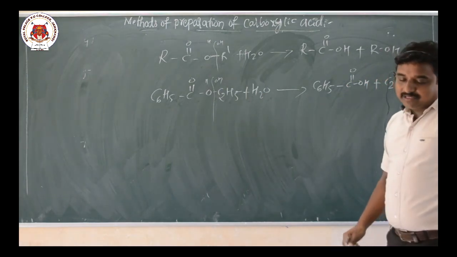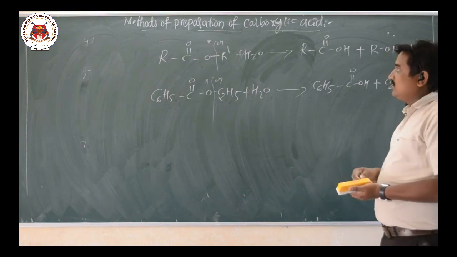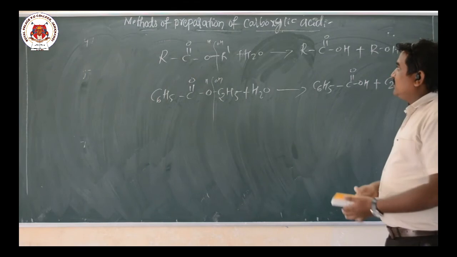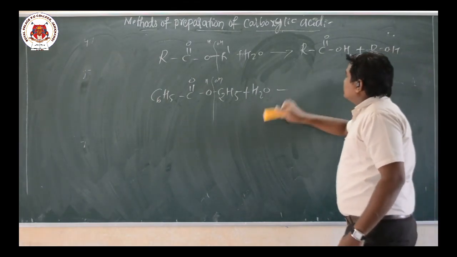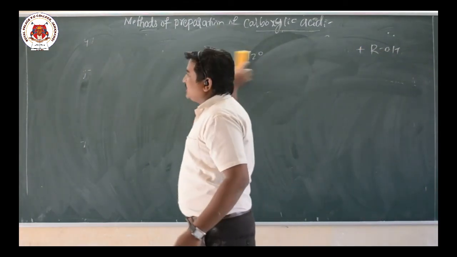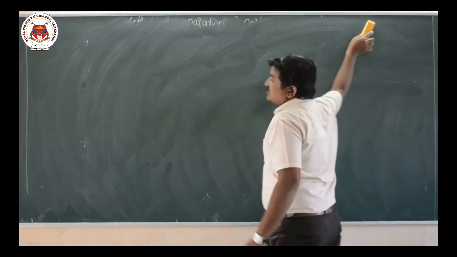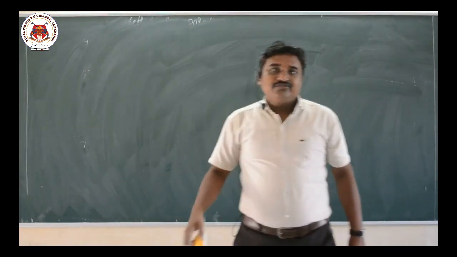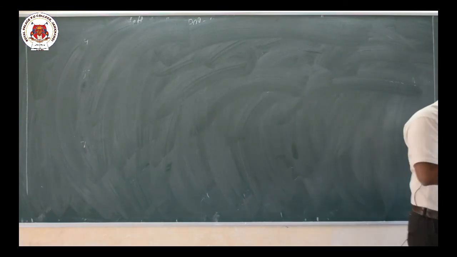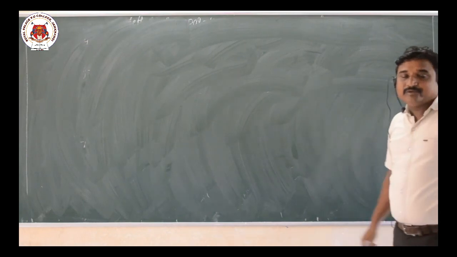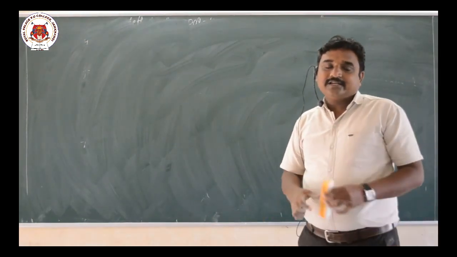Now let us move to the physical properties of the carboxylic acid. Physical properties, the first one, that is color, odor and physical state. And after this we have one more property, that is boiling point and solubility. So we will study about this in the next class. Thank you.